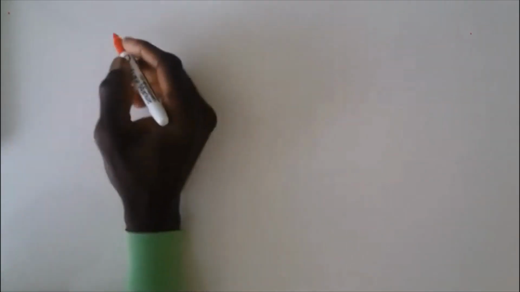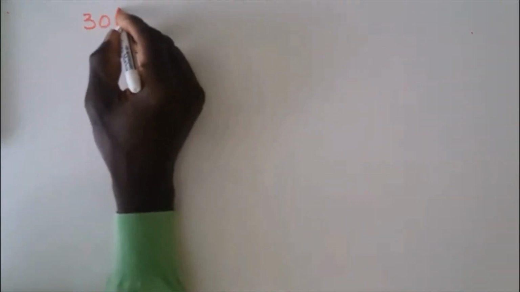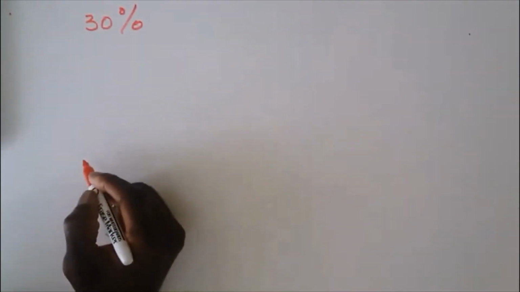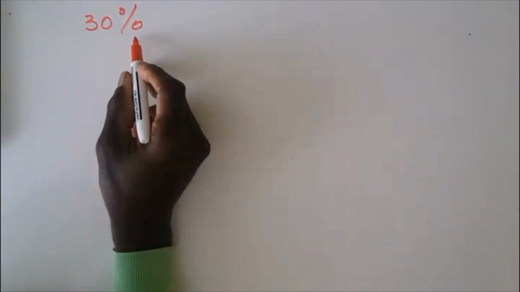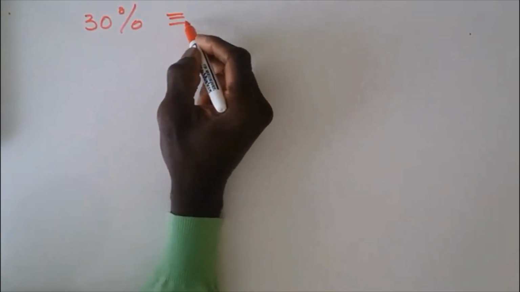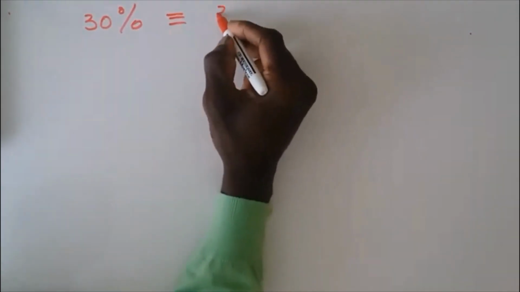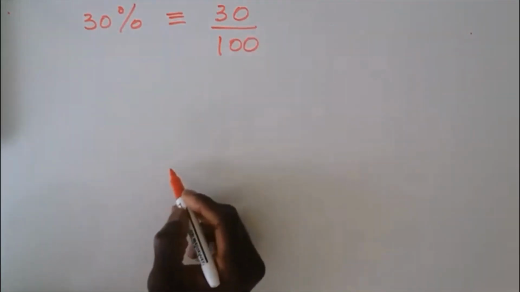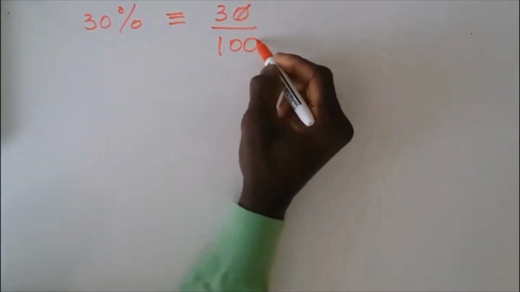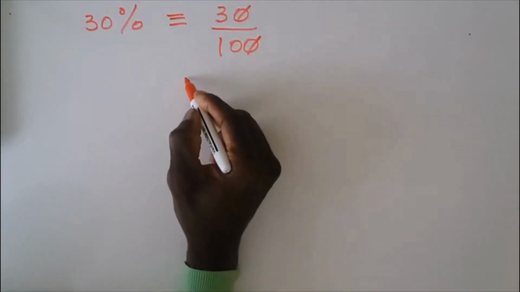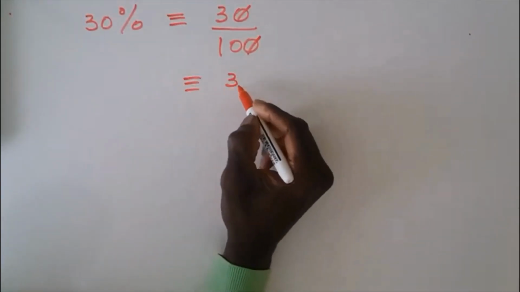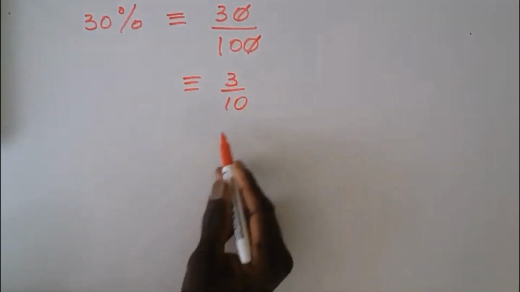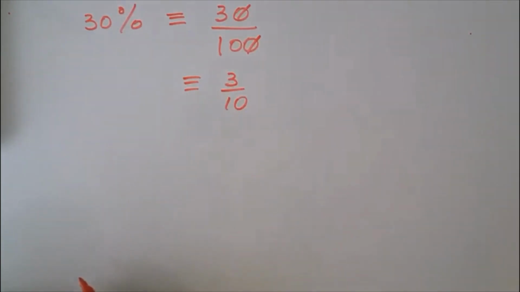First we're asked to write 30% as a fraction. The percentage sign means out of 100, so this is identical to saying 30 over 100. If we divide the top and the bottom by 10, we'll have 3 over 10. And this is the simplest form of the fraction that represents 30%.